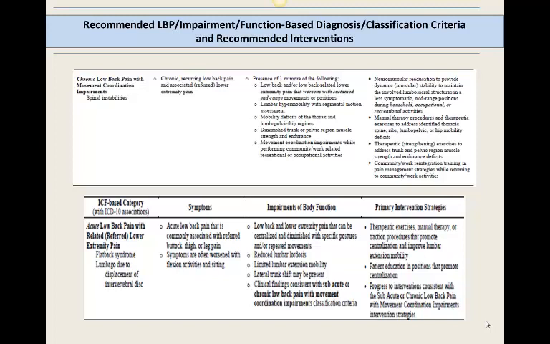Typically, these interventions are going to be therapeutic exercises, manual therapy, or traction procedures to promote centralization. These patients also need education in correct positions, especially in sitting. Neuromuscular re-education interventions may also be appropriate for these individuals.